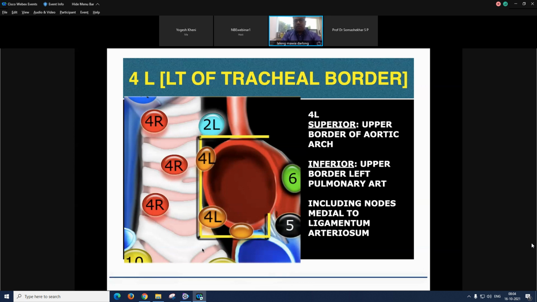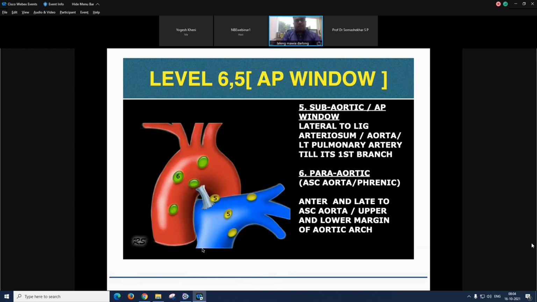Superiorly, the upper border of the aortic arch. Inferiorly, you have the upper border of the left pulmonary artery. These include the nodes medial to the ligamentum arteriosum. So these are levels 5 and 6. We see it on the left side, also known as subaortic, level 5. This is lateral to the ligamentum arteriosum, lying on the aorta and left pulmonary artery, till its first branches arise. Level 6 is the paraaortic, which are nodes along the ascending aorta and the phrenic nerves. So this level 5 and 6, we usually take it as an en bloc. The same way on the right side, we usually take this lymph node packet of 2R and 4R as an en bloc, because that's how you have good oncological clearance.